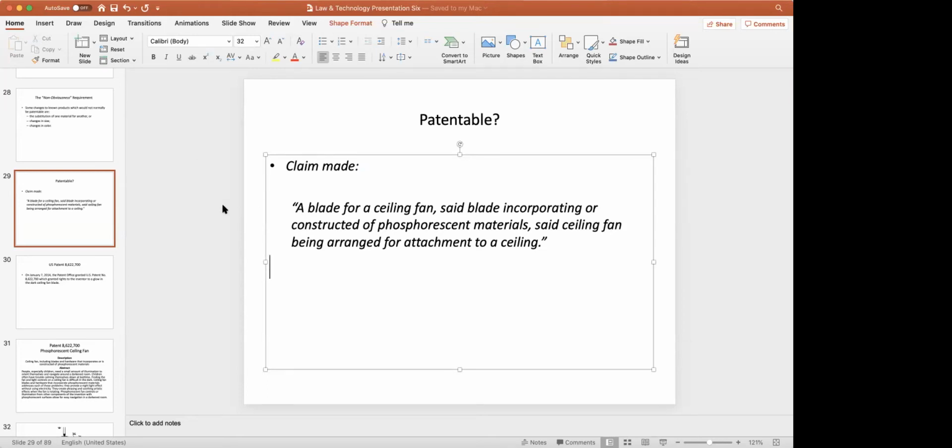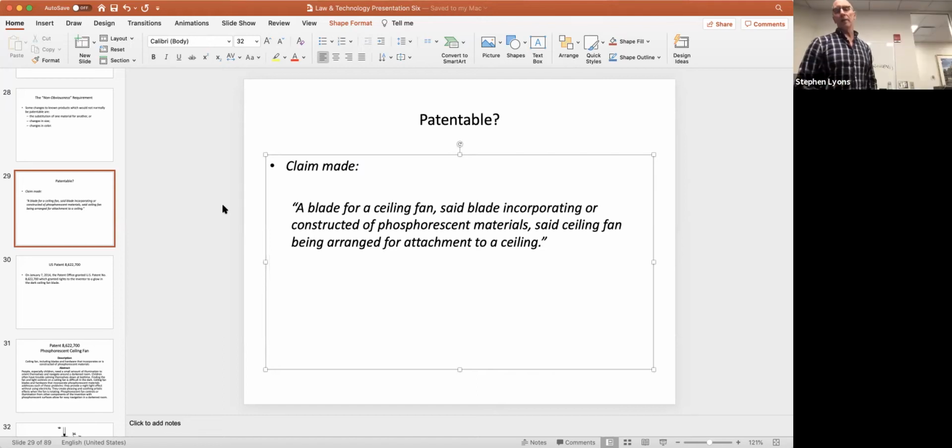So yes, this is actually a claim from a patent application made to the USPTO. And the claim is a blade for a ceiling fan, said blade incorporating or constructed of phosphorescent materials, said ceiling fan being arranged for attachment to a ceiling. So basically what it says is we want to patent a ceiling fan. And in this particular case, the only advancement from the prior art is that we're changing the color of the fan. In this case, it's going to be in phosphorescent material. Is that patentable or not?